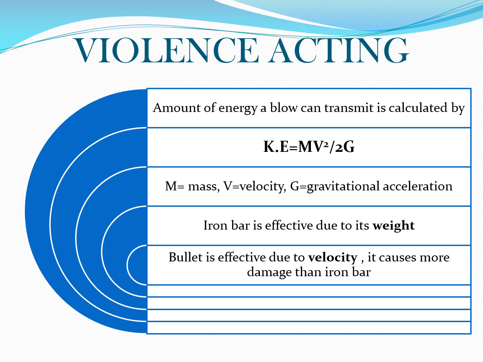The first factor is the violence acting, or the force or energy acting on the skull, and it is basically driven by the mass and the velocity. The blow which is given to the skull is converted into energy, and this energy is basically the kinetic energy. The amount of energy a blow can transmit is calculated by this formula: K equals mv squared upon 2g.